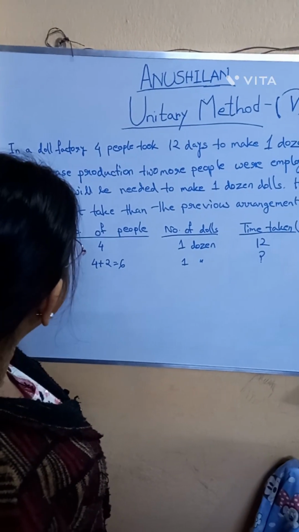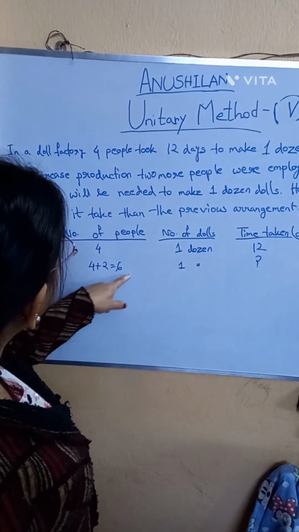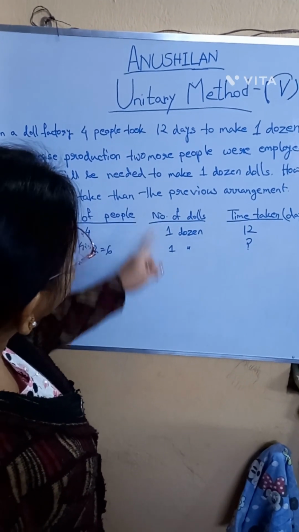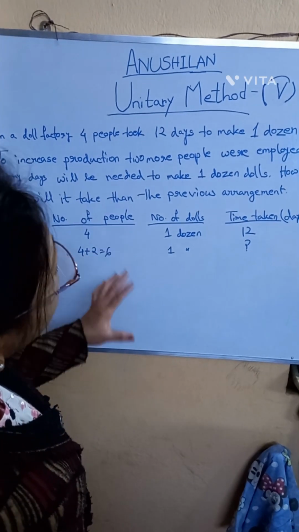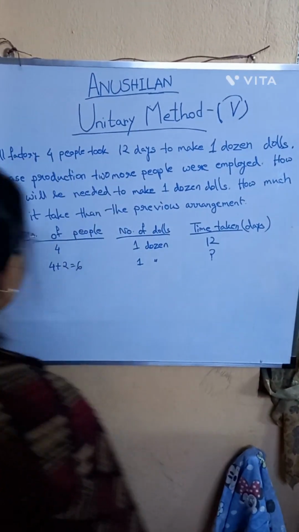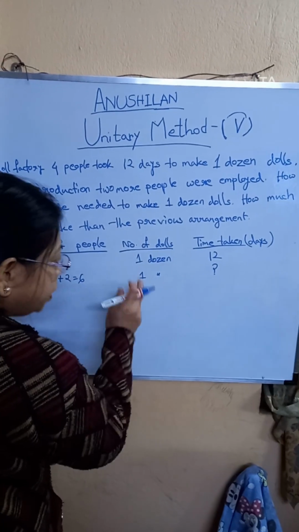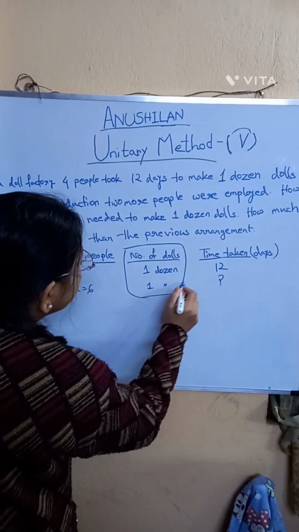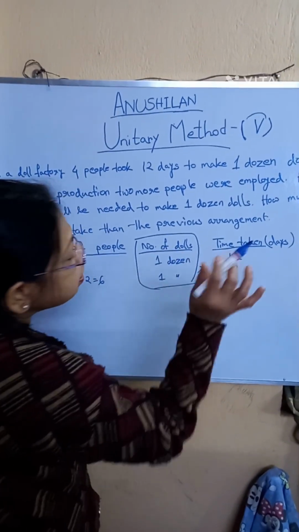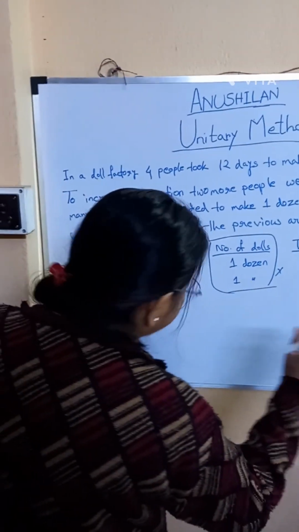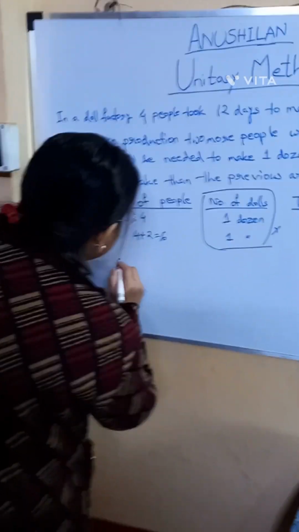In the second case, the number of people is 4 plus 2 equals 6. The number of dolls is unchanged, 1 dozen dolls you have to make, and I have to calculate the number of days. There are 3 parameters, but one is not applicable, because the number of dozen is the same here. If it was changed, then I would have to consider it in my calculation. So it is not so tough. We can easily solve it.